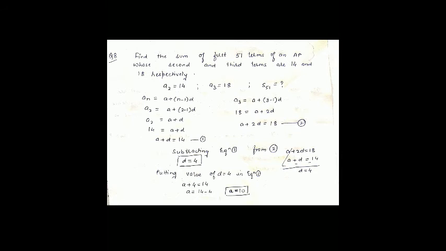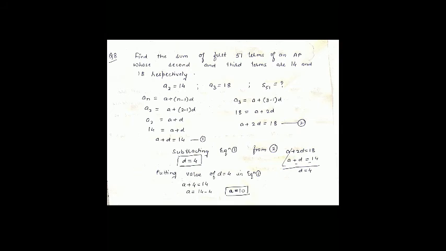An is equal to a plus n minus 1 into d. So in place of n we will put 2. So a2 is equal to a plus 2 minus 1 into d. So a2 is equal to a plus d. So a2 the value is given as 14. So a plus d is equal to 14. We will make it as equation 1.